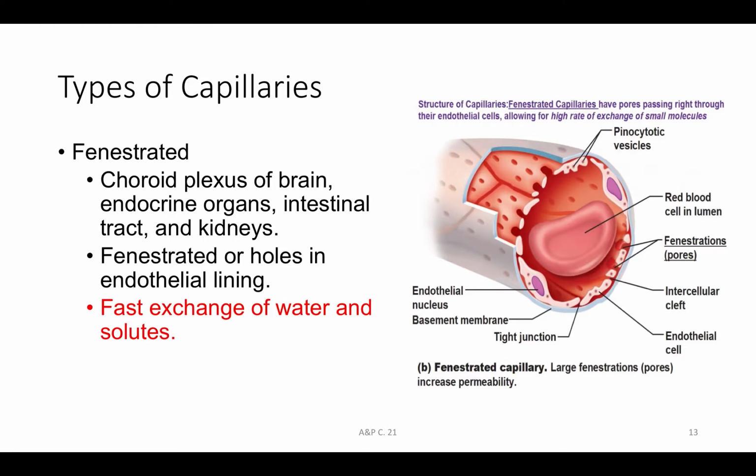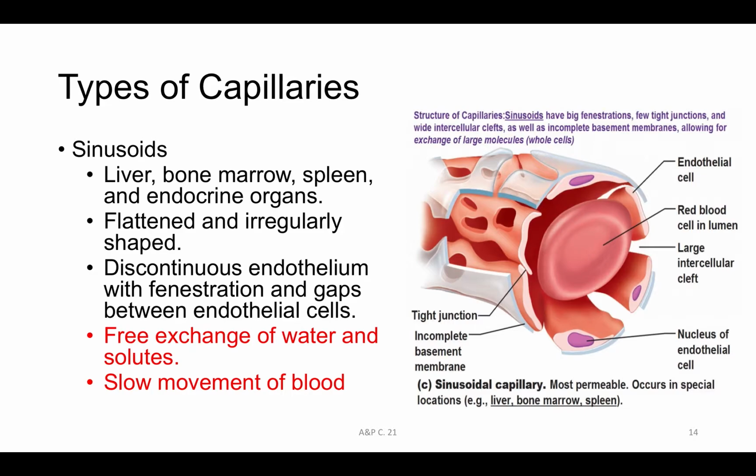Capillaries can also be fenestrated. We find these capillaries in our brain, our endocrine organs, our intestines, and our kidneys. What fenestrated means is they have holes in that endothelial lining, so it allows for a faster exchange of water and solutes. And the third type are called sinusoids, which are found in your liver, bone marrow, spleen, and endocrine organs. They're a little more flat and have an irregular shape. They also have discontinuous epithelium, but they're going to have larger gaps between those epithelial cells, so it allows for a free exchange of water and solutes, but blood moves very slow through these capillaries.